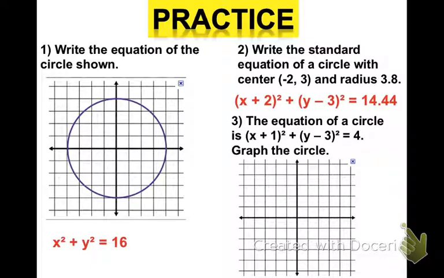And lastly, to graph, remember you're going to plot the center, and then you have to do something special to the radius. Okay, so we plotted our center. We went -1, up 3. And then the square root of 4 is 2. So that's why we're 2 from the sides of the circle.